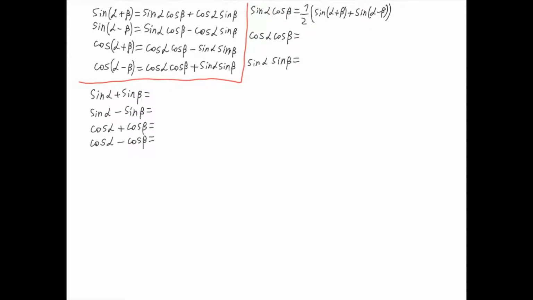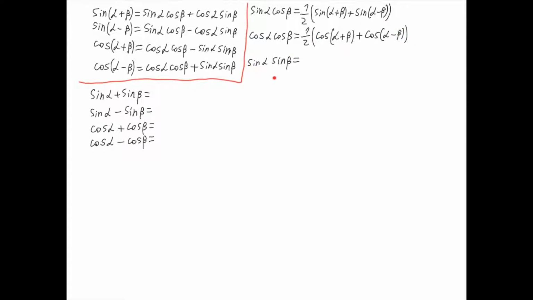Now what do we do with cosine alpha cosine of beta? Well, we see it here and here. Now we need to cancel out the sine of alpha sine of beta, so we just add these two equalities, then this cancels out, and then we get cosine of alpha plus beta plus cosine of alpha minus beta equals 2 times cosine alpha cosine beta. So we divide both sides by 2 and get cosine of alpha cosine of beta equals 1/2 times cosine of alpha plus beta plus cosine of alpha minus beta.